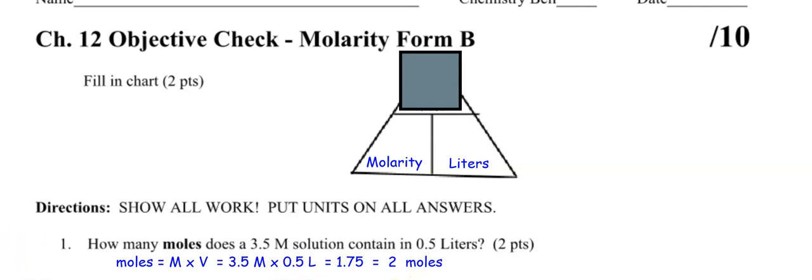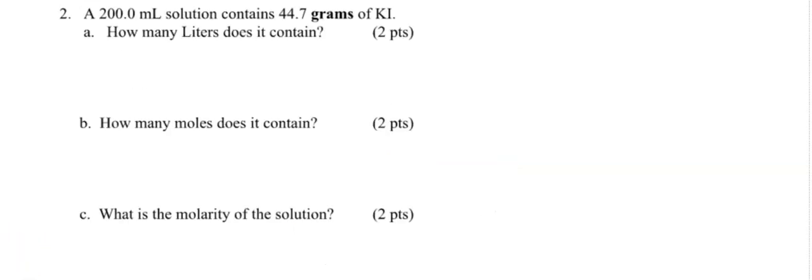All right, let's see what question 2 is all about. Okay, a 200.0 milliliter solution contains 44.7 grams of potassium iodide. Well, I'm guessing I'm going to need the periodic table. So I did this right here. I have 1 potassium plus 1 iodine. So my molar mass is 166.00 grams. All right, let's see if I need that.